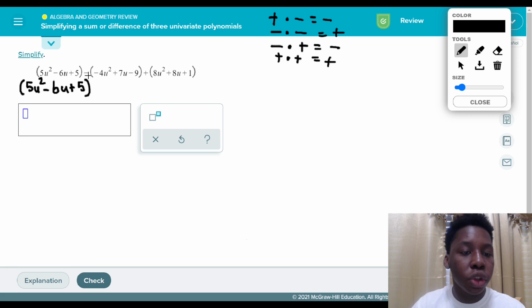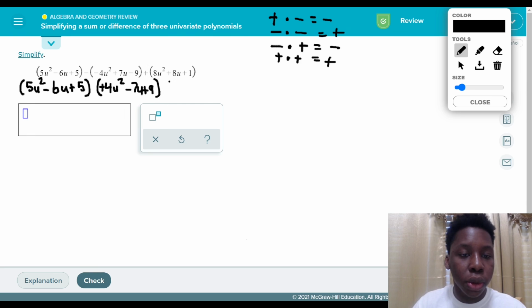Now we have to distribute the minus into everything here. A minus times a minus 4u squared, we know minus times a minus equals a plus, right? So we say plus 4u squared. Minus times a plus 7u, minus times a plus equals a minus, so that would be minus 7u. Minus times a minus 9, minus times minus equals a plus, so that would be plus 9. Okay, so we're done with that.